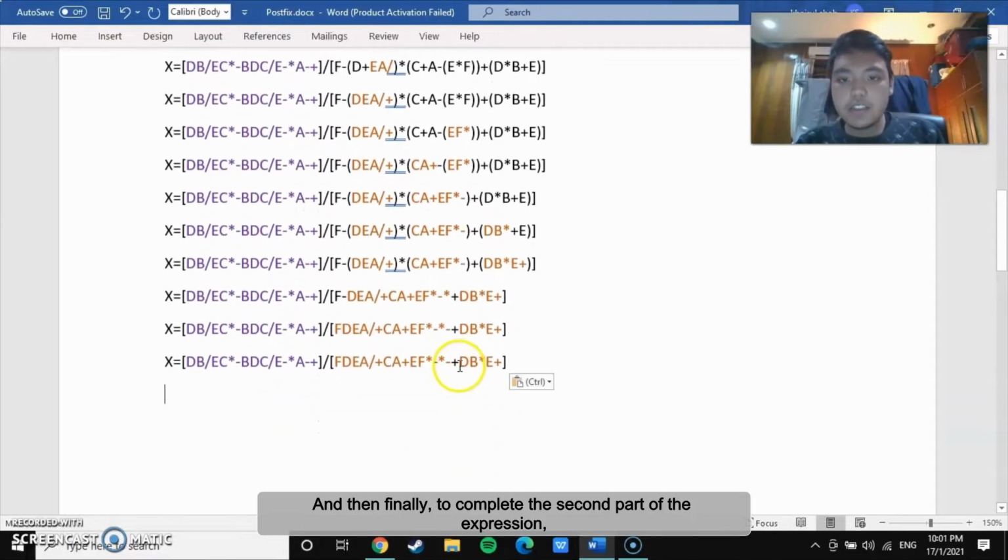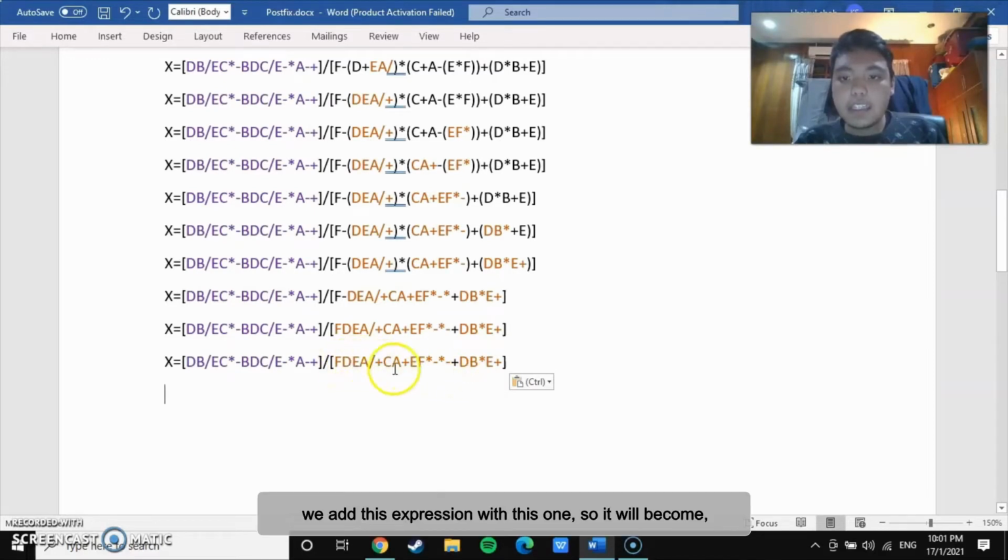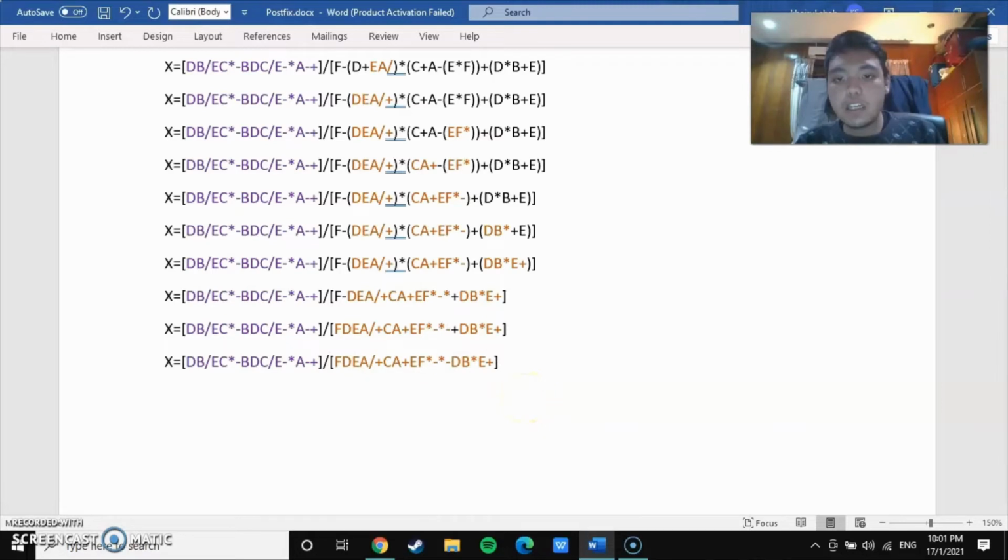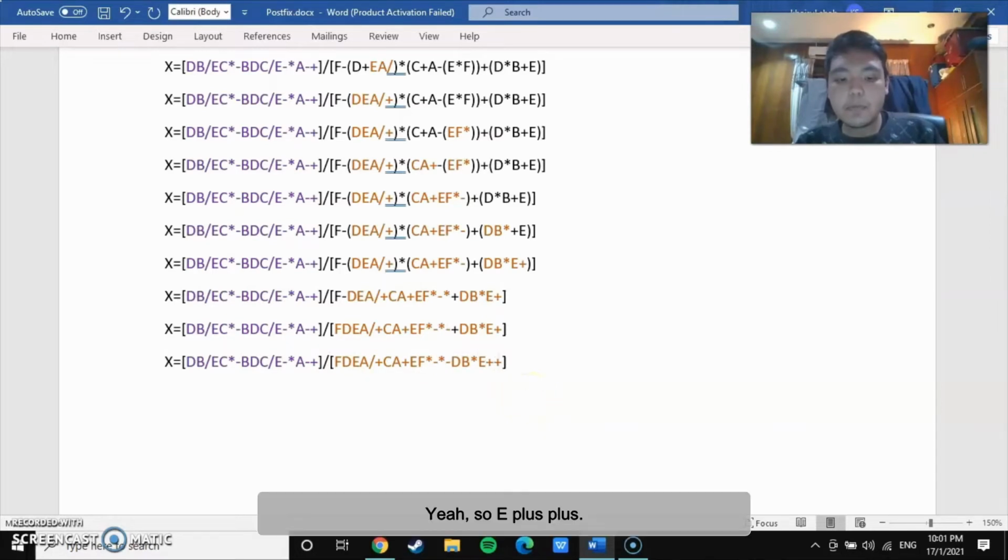And then finally, to complete the second part of the expression, we add this expression with this one. So it will become E plus, plus. Shift the plus operator all the way to the front.